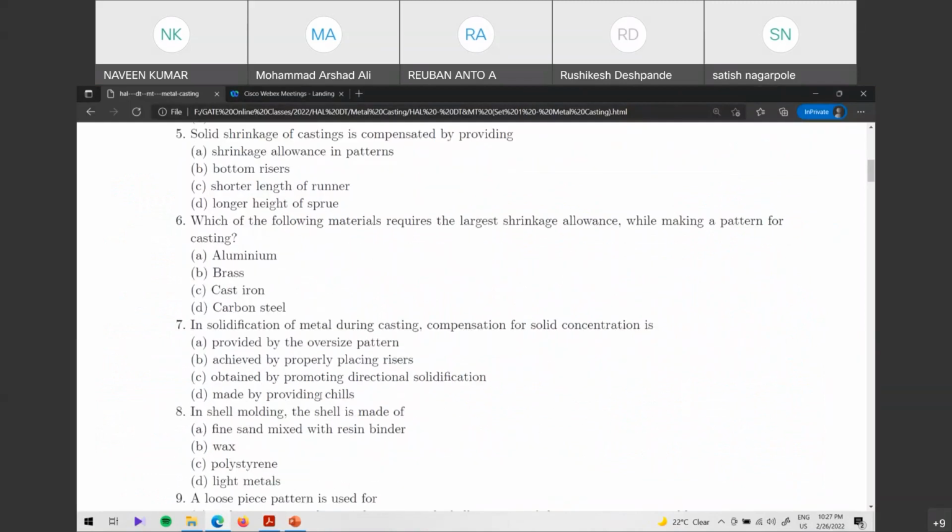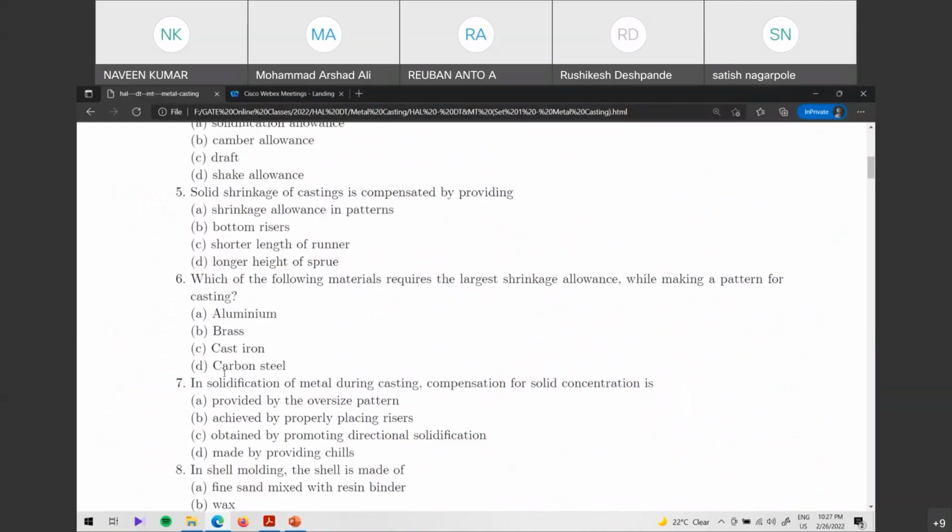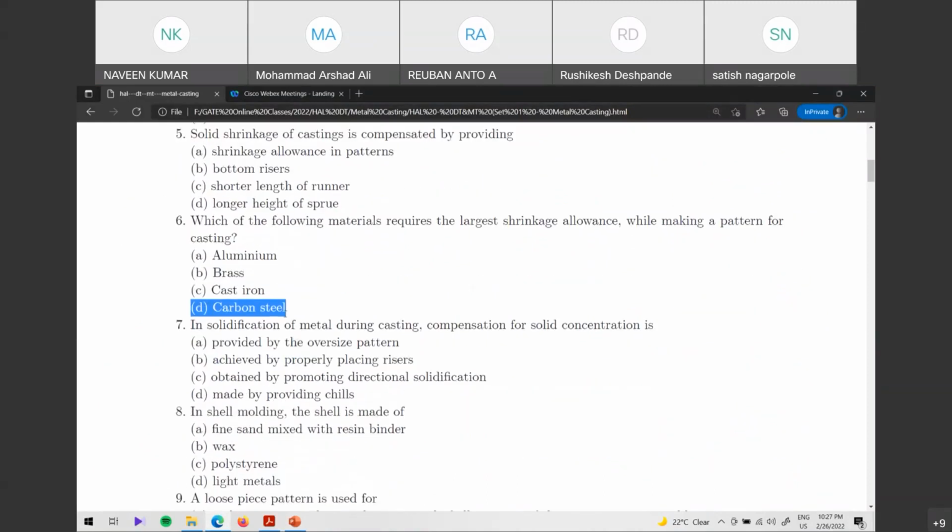So what is the next question? This is for tomorrow's. We have done some 6 questions. There are fewer questions for today, but anyways, we have a little bit. Again, Naveen is saying A. Why, Naveen?